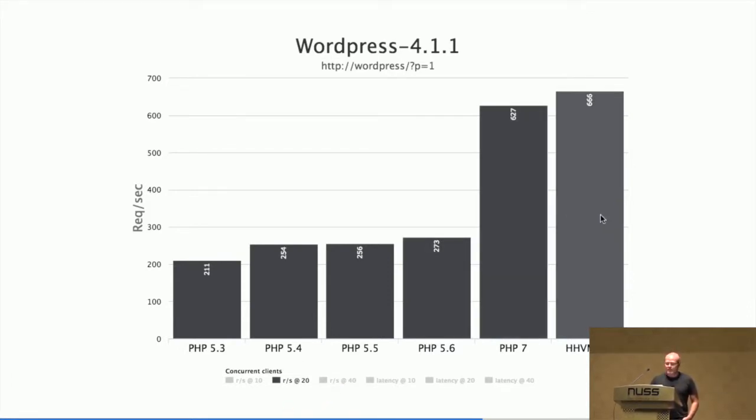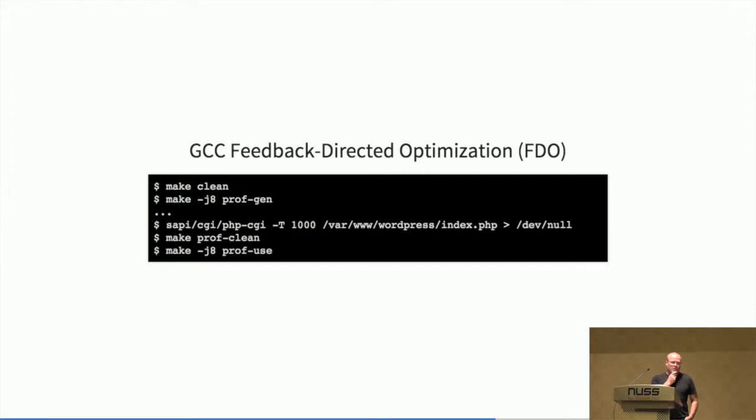But I have a solution for that. It's a bit of a hack. GCC has this thing called FDO, which is feedback-directed optimization. And it's kind of like a JIT built into GCC. So the PHP 7 makefile supports FDO. You build it like this, make profgen. This generates this profiling version of PHP.